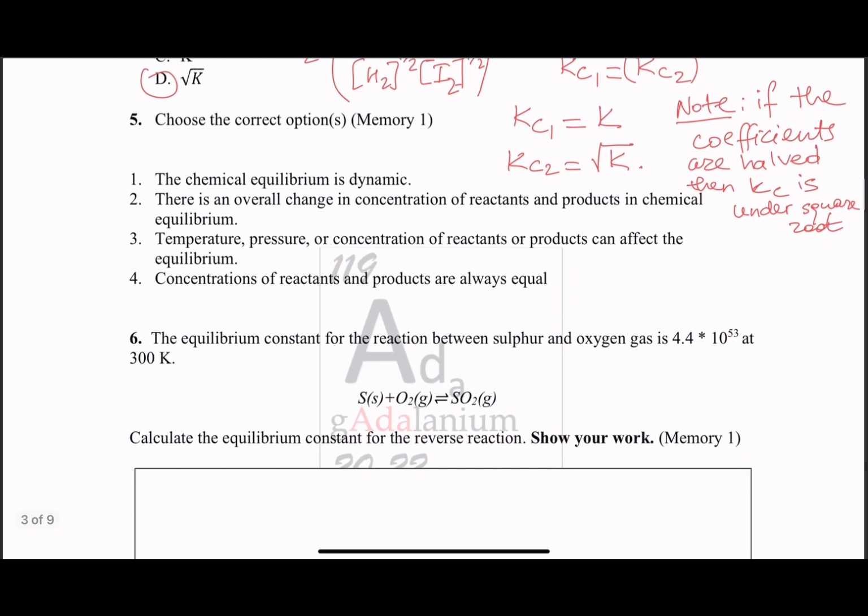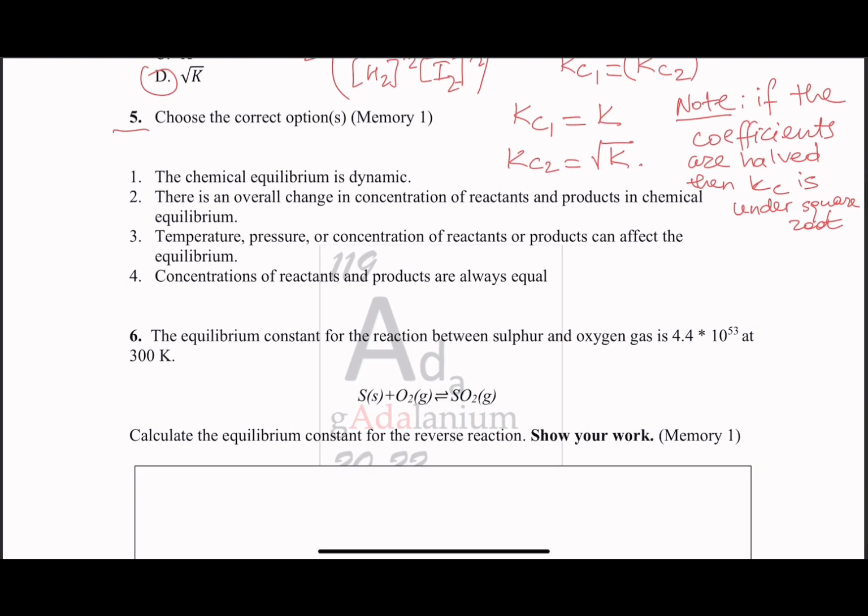Now we move on to question 5. It's asking us to choose the correct options. The chemical equilibrium is dynamic. If you review all of our notes, you will see that it is dynamic because it's constantly exchanging molecules from the left side to the right side, so constant exchange. That's called dynamic exchange.